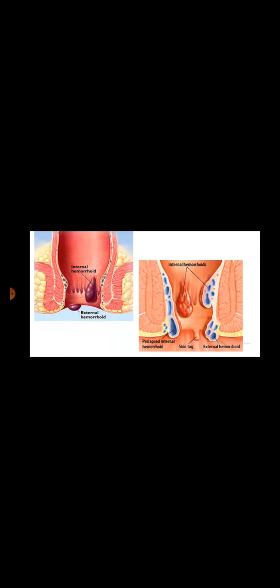Okay, so just to understand, I have put some pictures of internal hemorrhoid. This is a venous plexus. You can see in both pictures the internal hemorrhoid and external hemorrhoid. Next slide, please. There is one more picture to understand the anatomy of the anal canal.